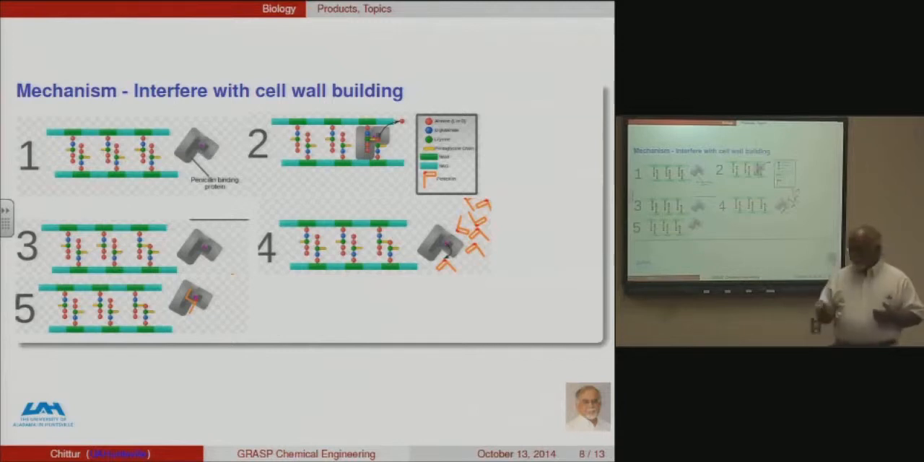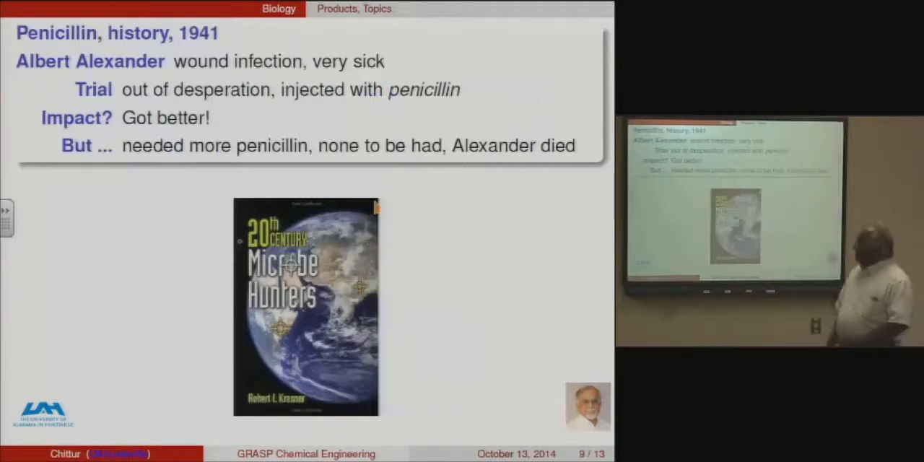So this is a protein that is involved in growing the cell wall, and penicillin binds to it and prevents that protein from working. So simple as that. So history. Alexander Fleming discovered penicillin, a wonder drug.